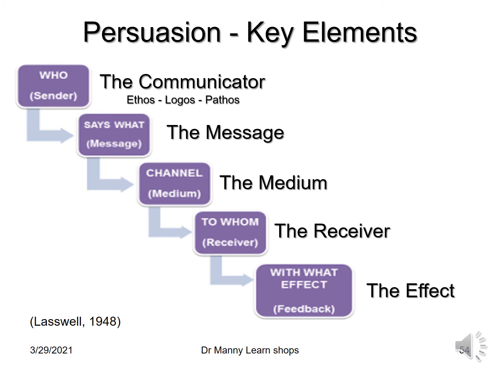The key elements to persuasion are who, the sender, the message says what, the channel or the medium, the receiver, and the effect. So, you've got the communicator, which could be ethos, logos, or pathos. The message, who's delivering that message, who's receiving that message, and what effect does it have. These are the key elements related to persuasion theory.